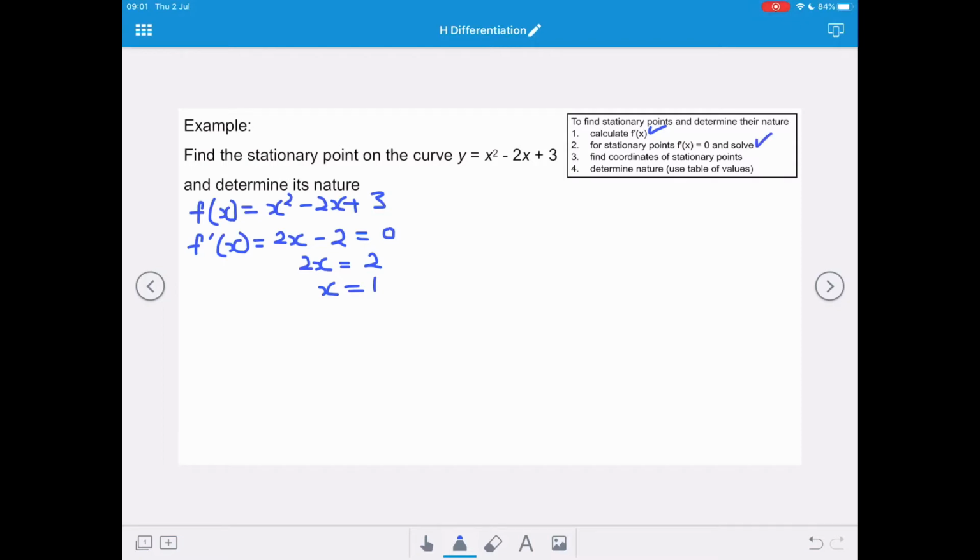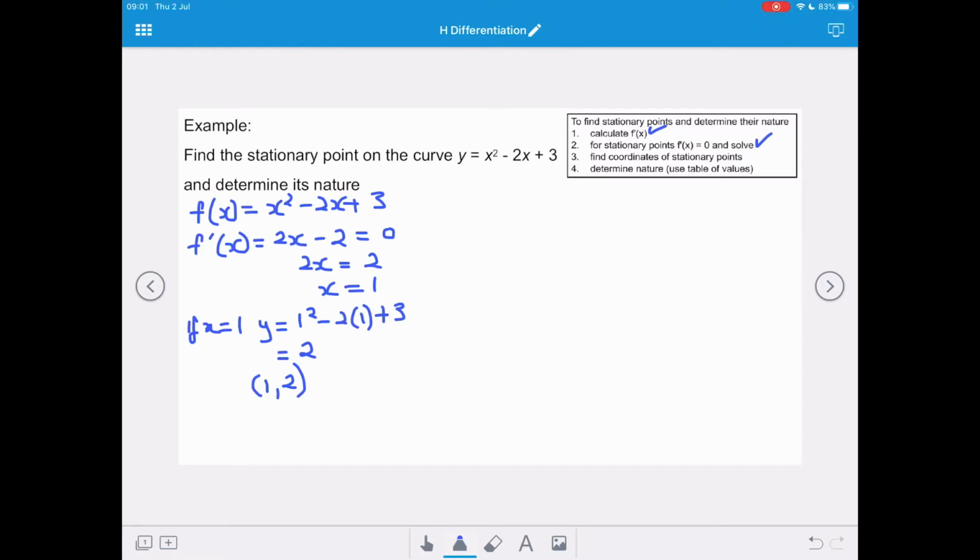So, to find the coordinate of our stationary point, we need to substitute x equals 1 into the original curve to get the value of y. So it's going to be 1 squared minus 2 times 1 plus 3, and that gives us a y value of 2. So we know that the coordinate of our stationary point is going to be (1, 2). Now the final step is to determine the nature.